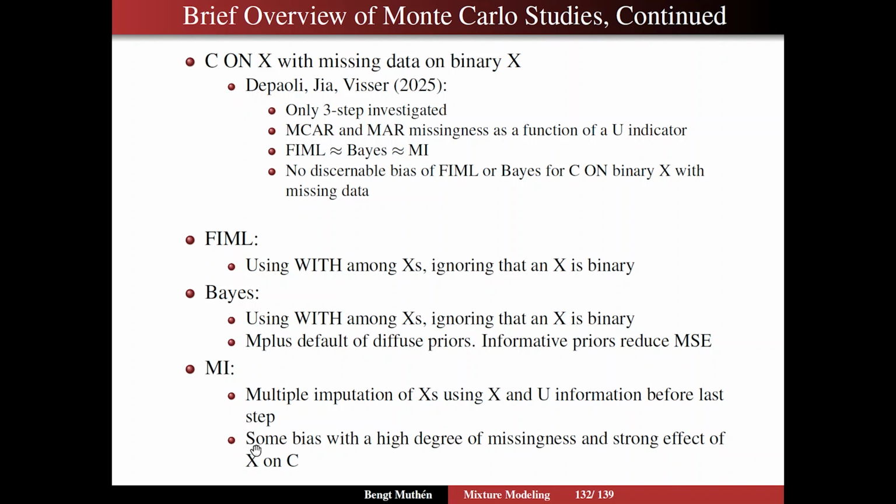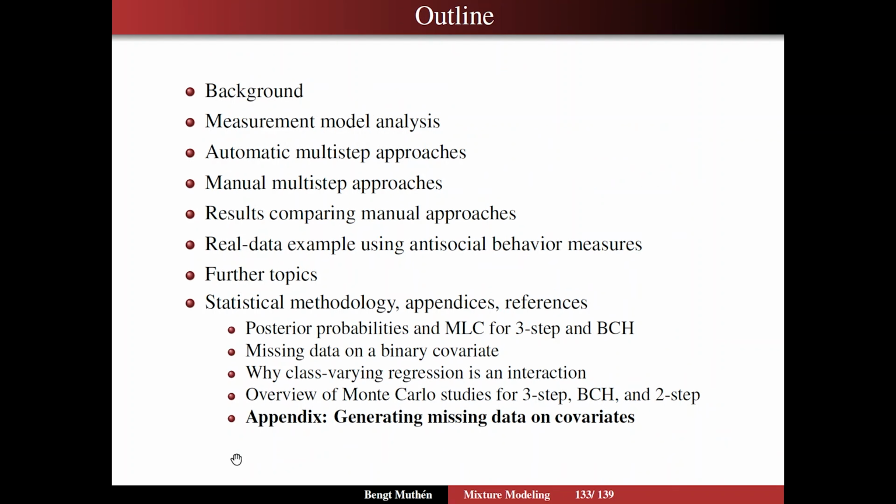Some bias with a high degree of missingness was found when you have strong effects of x on C. All right. Coming to the last statistical topic then, how did we generate the data, the distal.dat?